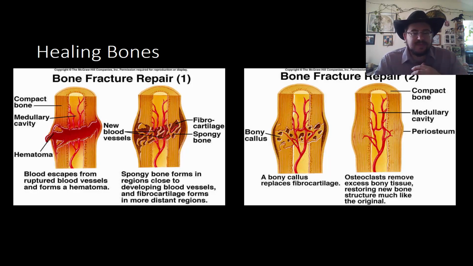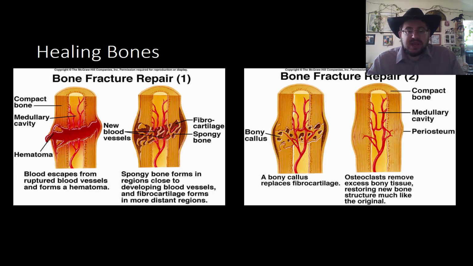Third step, bone fills in where the fibrocartilage was. So we get bone completely filling that in. The fourth step is where osteoclasts remove the excess bone. You can see in the third step, the bone fills in even the marrow cavity there. So osteoclasts are going to remove the excess bone in the marrow cavity, right? And osteoblasts are going to fill in the remaining holes in the bone.